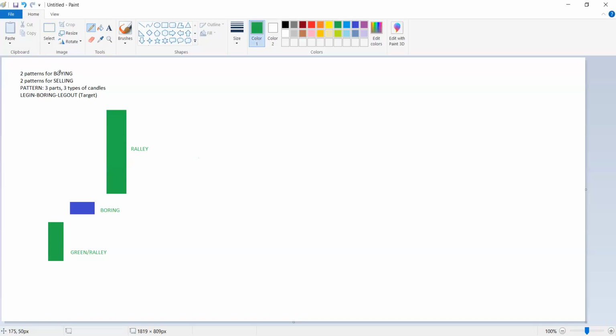Now what is the other? Just take a guess, okay? Let me check who will answer this. One pattern is over. What can be the second pattern for buying? Because we said this is a buying pattern, the leg out should be rally only, correct? Then what is the other pattern? What should be the leg in? Red candle. Red, boring, and red. Exactly, red.